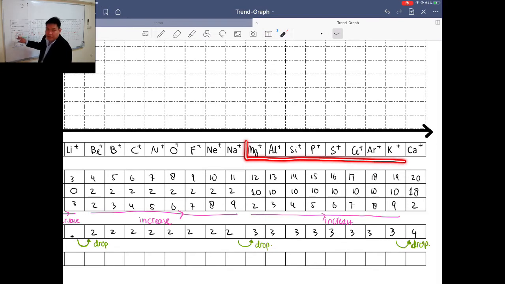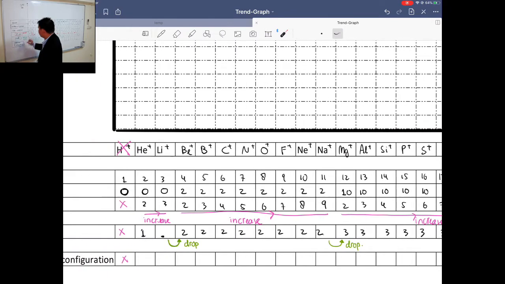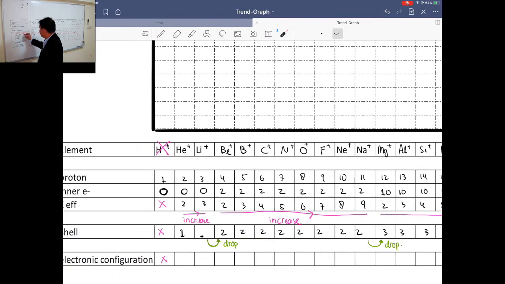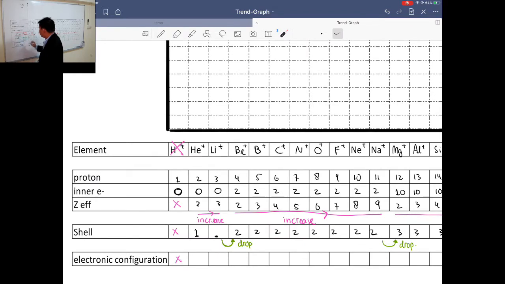So effective nuclear charge here will have the effect of gradually increasing the second ionization energy. So I mark here a gradual increase in second ionization energy. How about the electronic configuration? This also affects, even though the effect is not as strong as the number of shells and effective nuclear charge.